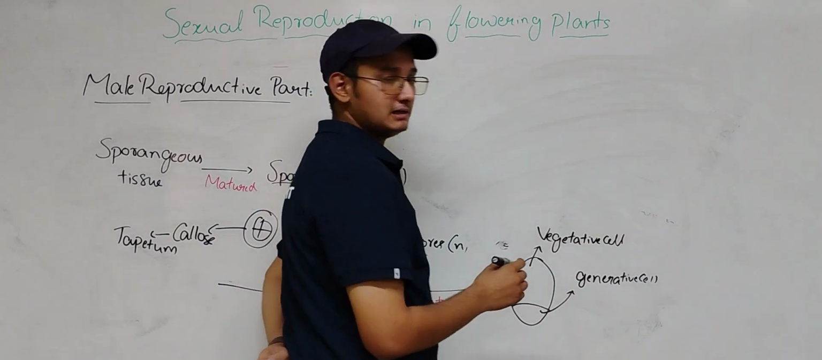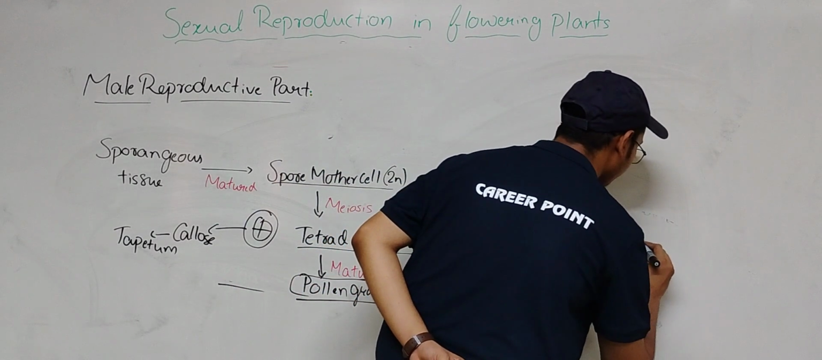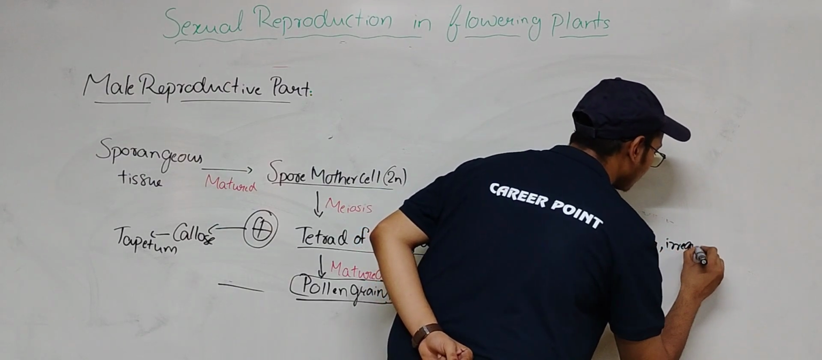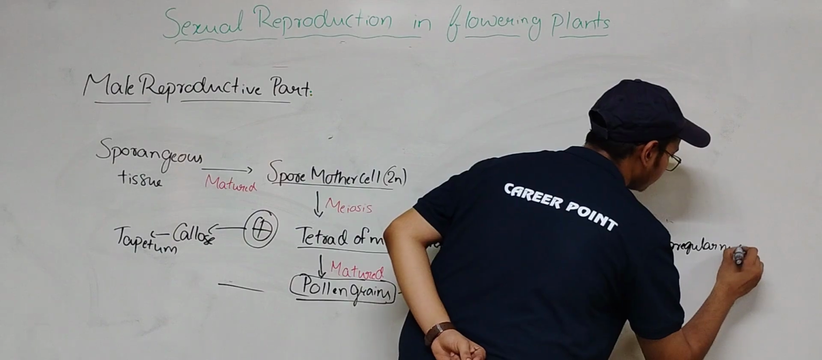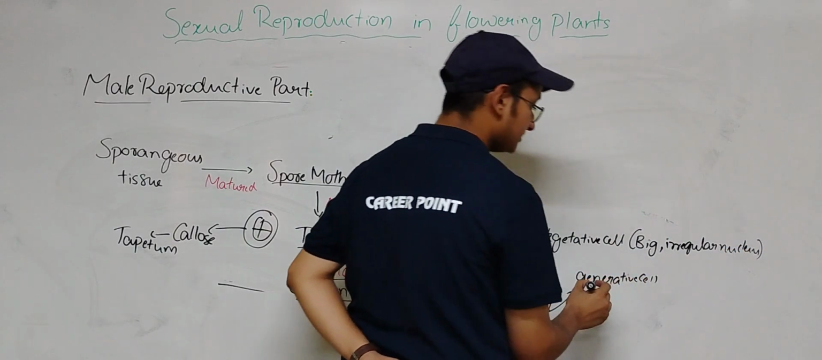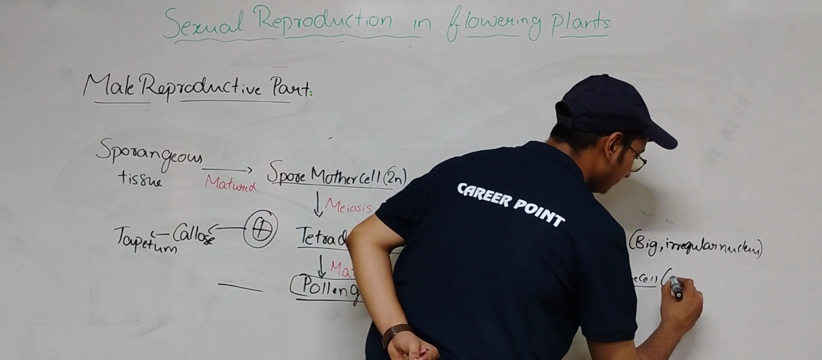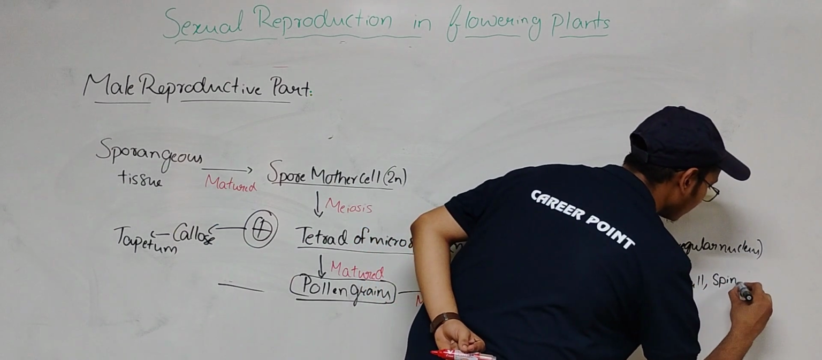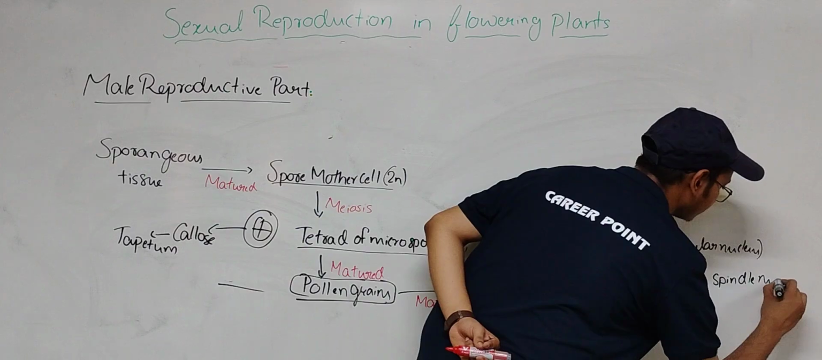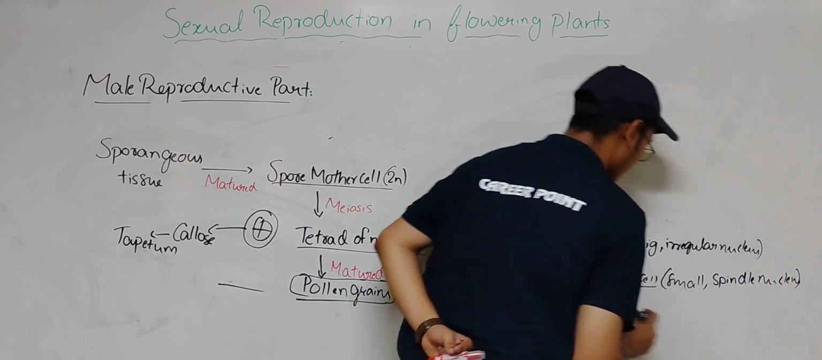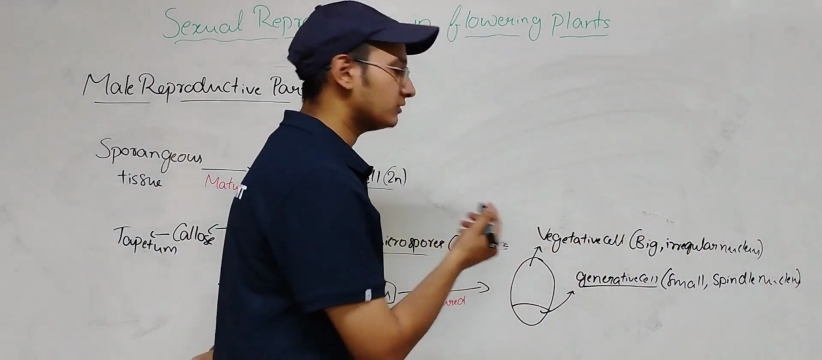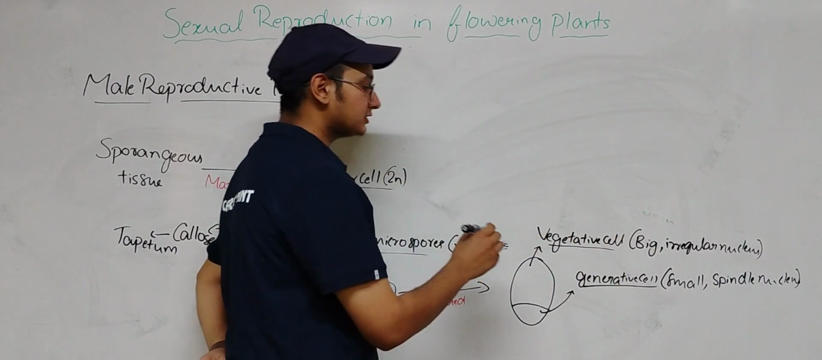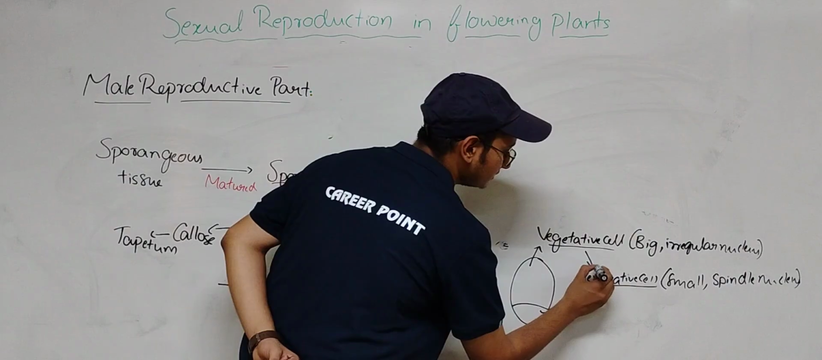So this vegetative cell is a big cell with a big, irregular nucleus. And this generative cell is small with a spindle-shaped nucleus. And this cell floats in the vegetative cell because it is a very small cell. The main function of the vegetative cell is to give nourishment to this generative cell.